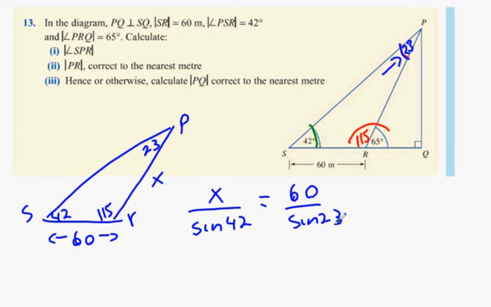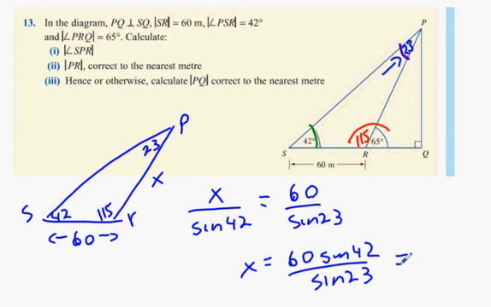Okay, cross multiply. X is going to equal 60 sine 42 over sine 23. And what's your answer? 103? Yeah, 102.75. Round to the nearest meter, 103. Okay. Hence or otherwise, calculate PQ to the nearest meter.